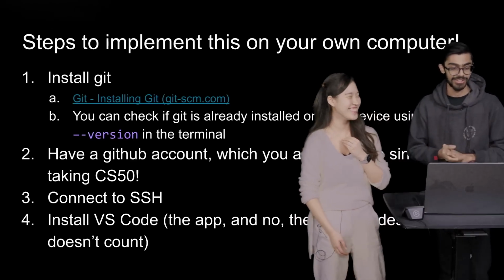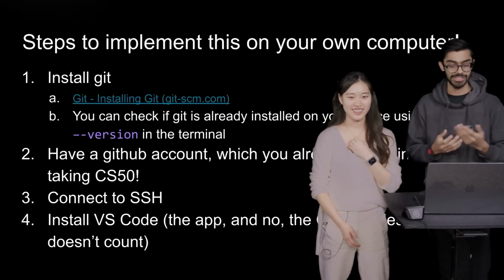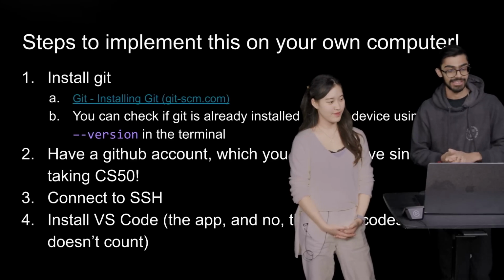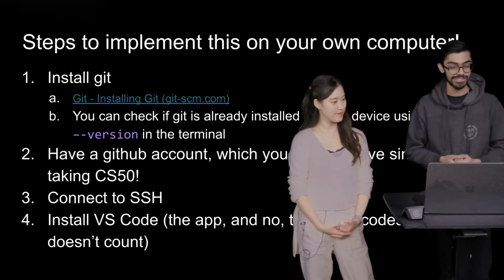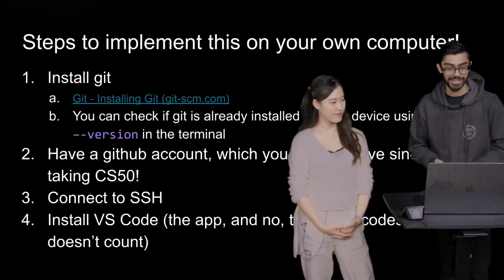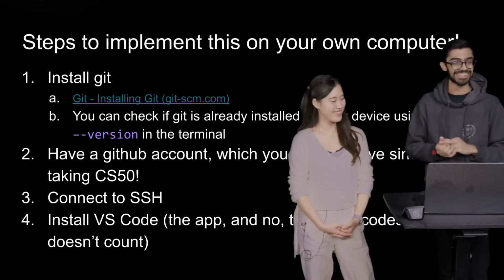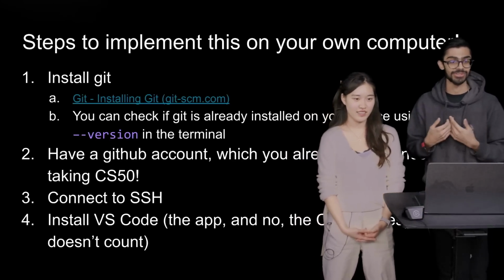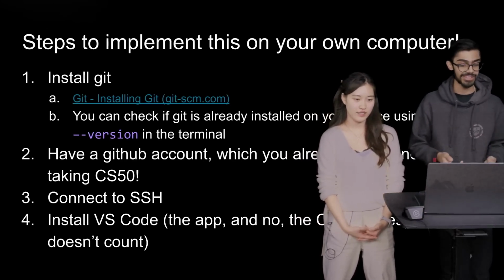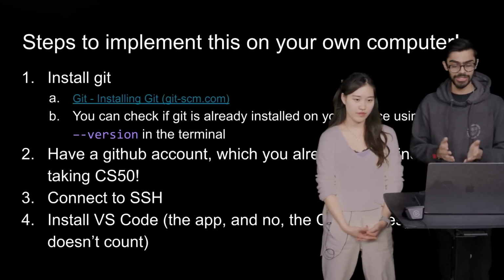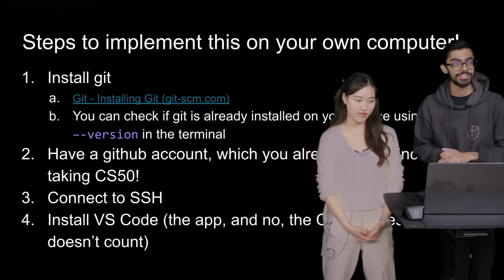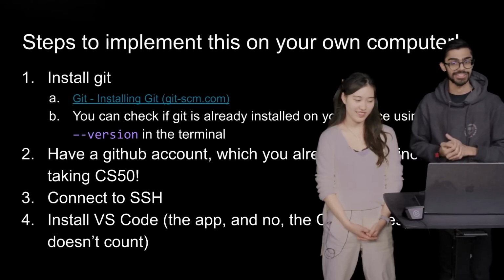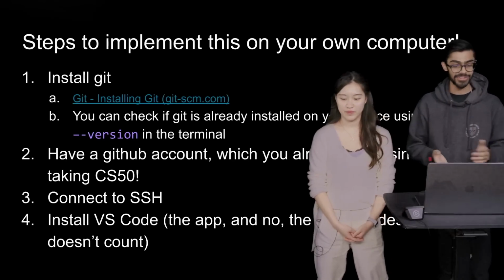And so this install is quite useful. If you have a GitHub account, and if you are taking CS50 you likely already do, you'll want to connect the SSH from your GitHub account to Git. You'll want to install VS Code, the app. The CS50 code space does not count. VS Code is setting up your own coding environment for the first time if you haven't done this before. And once you've got all of these things done, you can begin with your first step that we talked about in the beginning, which is to create a repository, to clone it, and to begin your first project.